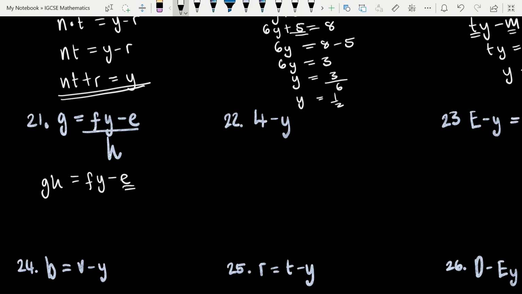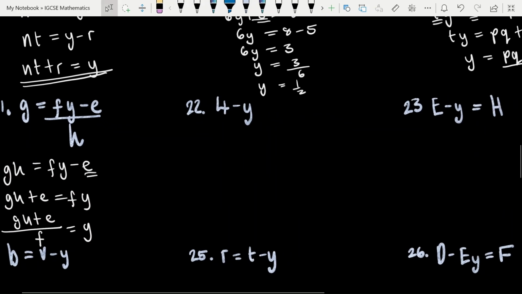Look at f. F is right next to y. You can't start with f. You start with e. So e goes there. It's going to be gh plus e is equal to fy. Then now we can take the f to the other side. So it's going to be gh plus e all over f is equal to y. Why is it all over? Because everything that was on the left is now being divided by f. F is going to divide everything, and that's done.